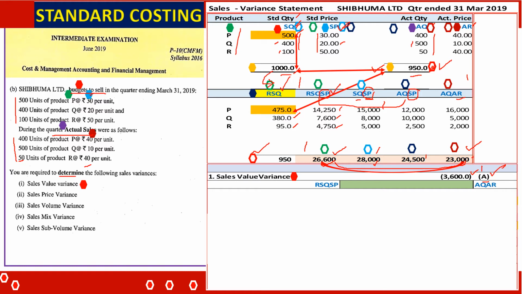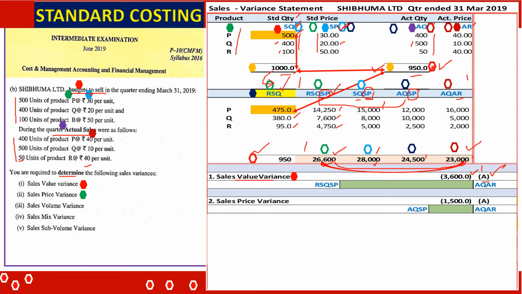23,000 minus 26,600. Overall change in the value of sales is sales value variance, which is nothing but revised sales quantity into standard price minus actual sales achieved at actual rate. This is 3,600 lower than the estimate. Therefore, it is adverse. Then we have got the second one, sales price.